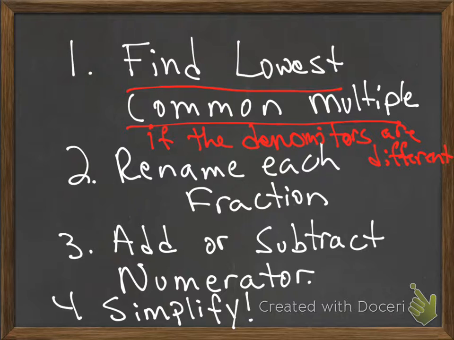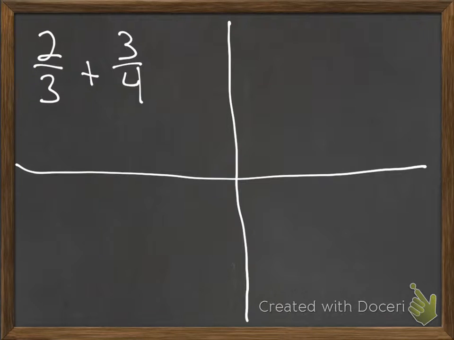So yes, find the lowest common multiple, or the lowest common denominator, LCD, if the denominators are different. If they're the same, then you just add or subtract as normal. Number 2, you need to rename each fraction with its new denominator. Number 3, you'll add or subtract the numerator only. You leave the denominator the same. And then you simplify. Let's practice.